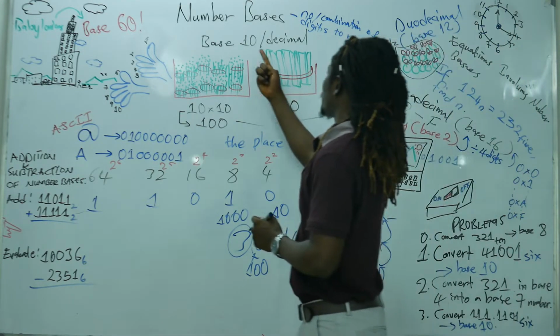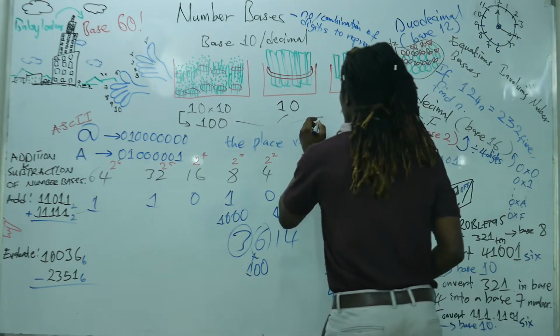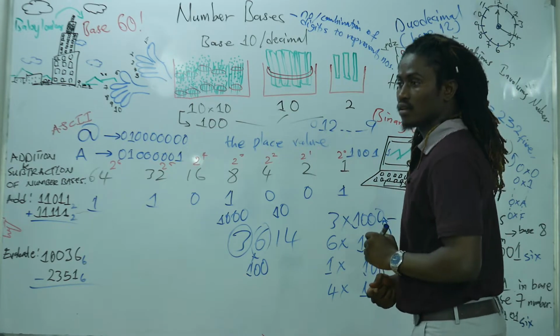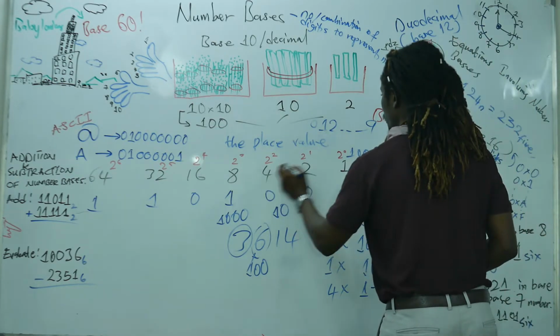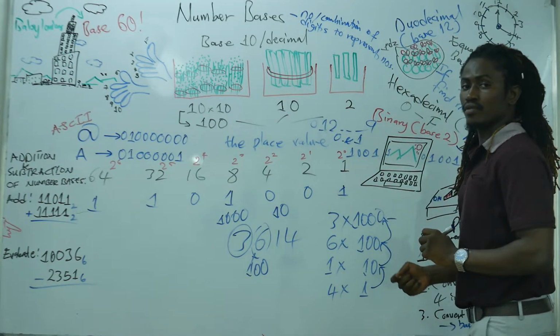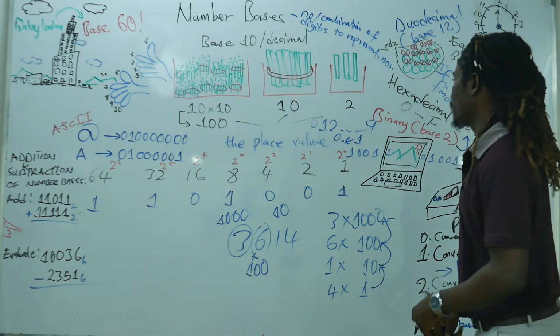Base 10 uses 10 digits, and these digits are 0, 1, 2, all the way to 9. And base 2 uses 0 and 1. So it uses 2 digits, which is why it's called a base 2 counting system.